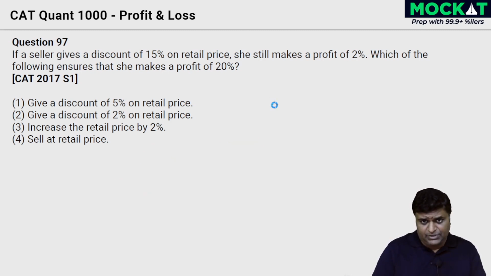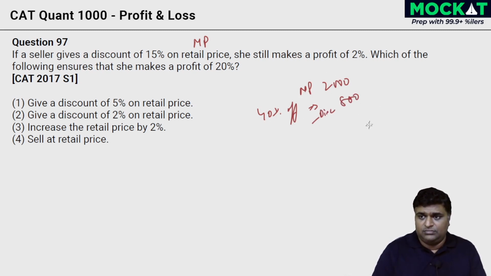Okay. So first up, if a seller gives a discount of 15% on retail price, she still makes a profit of 2%. This retail price is nothing but the marked price. What is marked price over here? You go to a shop, let's say a clothing store. Typically, there'll be a tag attached to the shirt. It'll say something like 2000 rupees, and then there'll be a sale running saying 40% off. So that 2000 rupees is nothing but the mark price. 40% of this, 800, is going to be the discount, and then we're going to be paying 1200 to purchase the shirt.